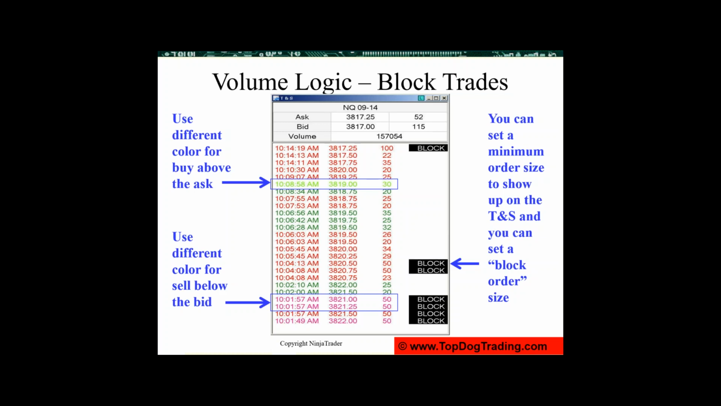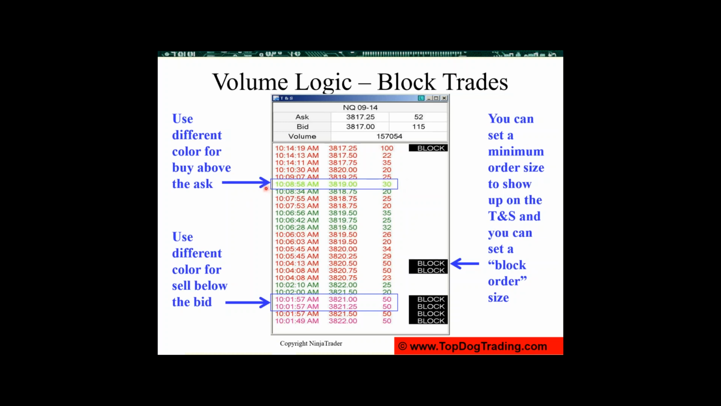So just want to be real clear about that. So that's one step. Now, if you want to take this even further, you can go as far as you want with this. In NinjaTrader, you can actually also, and I don't think TradeStation has this functionality in their time and sales, but NinjaTrader does.